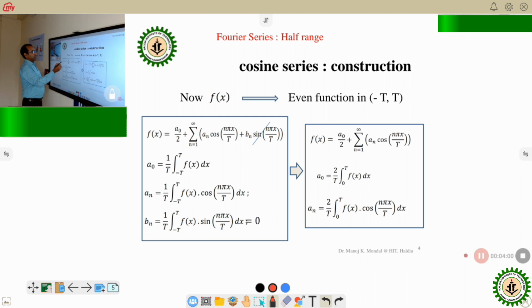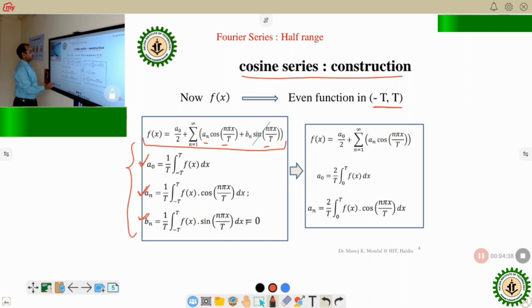Next, what is the Fourier series and its coefficients? That is, what will be the values of a0, an, and bn? As we know, the general form of the Fourier series is f of x equals a0 by 2 plus the sum of an cos n pi x by t plus bn sin n pi x by t, if the function is defined over the interval minus t to plus t. So what are the values of a0, an, and bn? For the full range series, we already know these values.